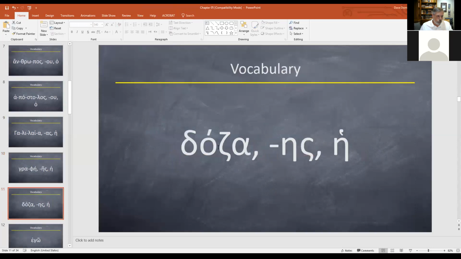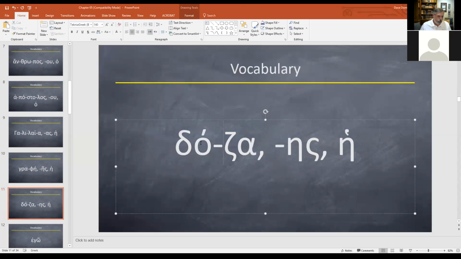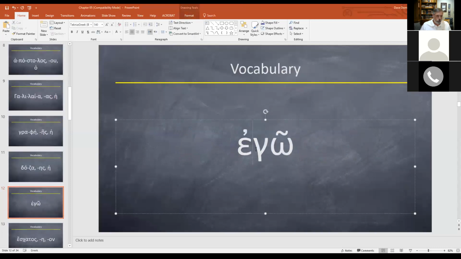And then we have the word for glory. The accent is on the first syllable, da, and this zeta sound, dadza, as a z. And so this means glory. Here's a verb, which we haven't had yet. It has two vowels and two syllables, ego. Like let go of my ego. Ego means I.